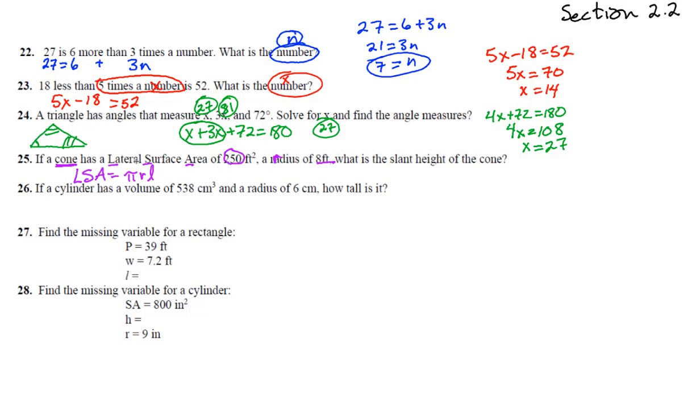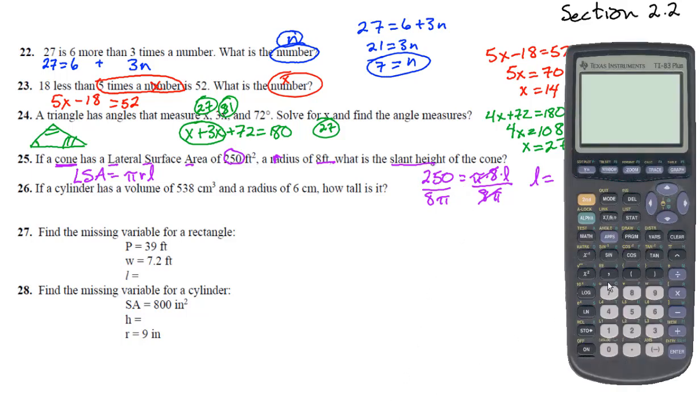So if we stick everything in that we know, 250 goes in for the LSA, the lateral surface area, and that's feet squared, equals pi times R, which is a radius of 8, times L, which, that's what we're trying to find, L. Ooh, can we solve this? Yeah, we can solve this. If we divide both sides by the pi and the 8, we'll call that 8 pi right here. Now, if you want to stick it into your calculator and divide, that's certainly fine. And we'll get L equals 250 divided by 8 pi.